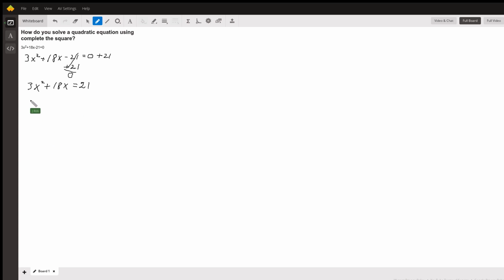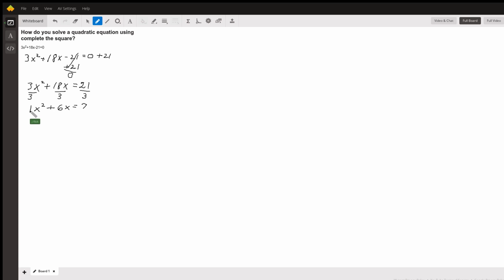The next step is we need to eliminate this 3 or turn it into a 1 because it's easier to complete the square. So we're going to divide every term by 3. Since we're solving for x, this will work. All right, 3 over 3 is 1. So we have 1x squared plus 18 divided by 3 is 6, 6x equals 21 divided by 3 is 7.